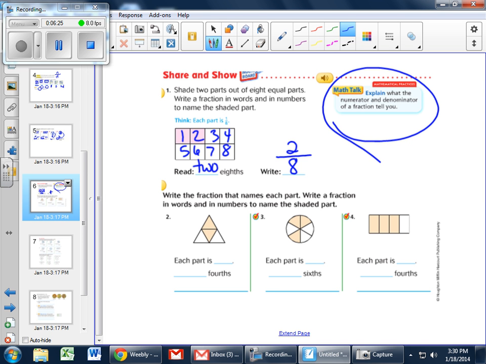Number 2, 3, and 4: write the fraction that names each part. Write a fraction in words and in numbers to name the shaded parts. So we need to count our shaded parts. We have 4 total parts. How many are shaded?